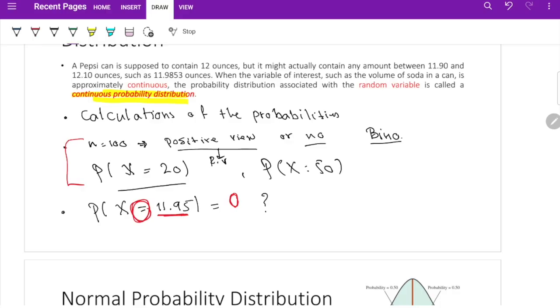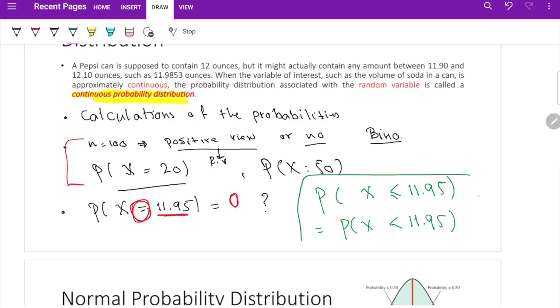However, you can use a range of values. For example, you can ask what is the probability that x, the can contains, is less than or equal to 11.95. Even the equal sign is okay, because if you write this probability like this, it's going to be correct as well, because we don't have equality. So these are the same, basically. So you can use the range.